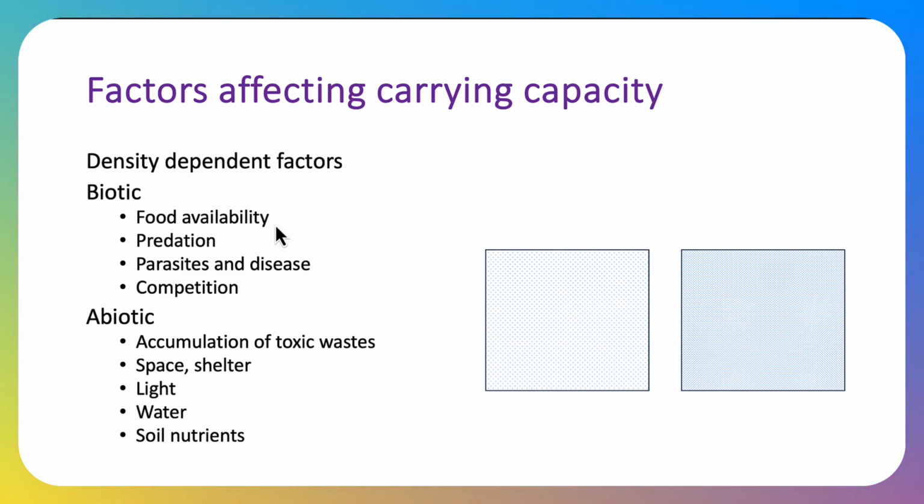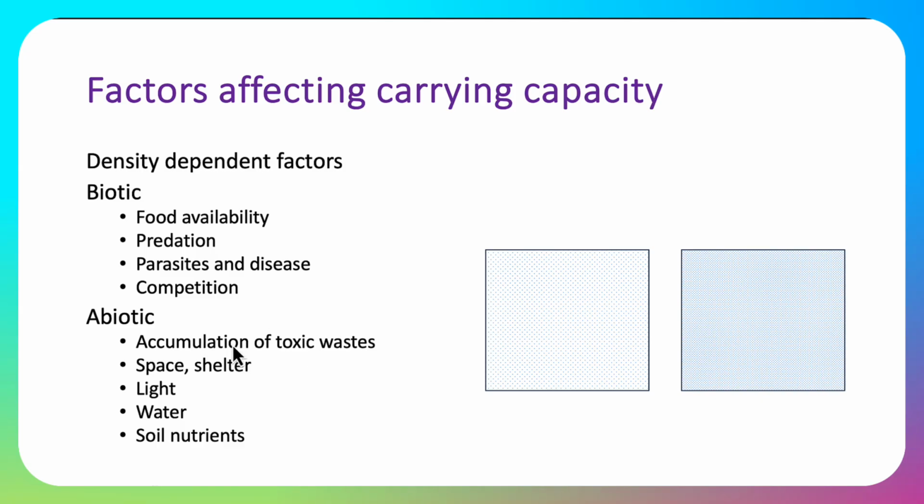So the availability of food, the introduction of predators. A higher density is going to be more attractive to predators. Parasites and disease can spread much more readily when there's less space between the organisms. And then there becomes intra-specific competition, so competition within the organisms of this species, but also perhaps competition with other species as well. All of these things are the biotic factors, and they're just some examples.